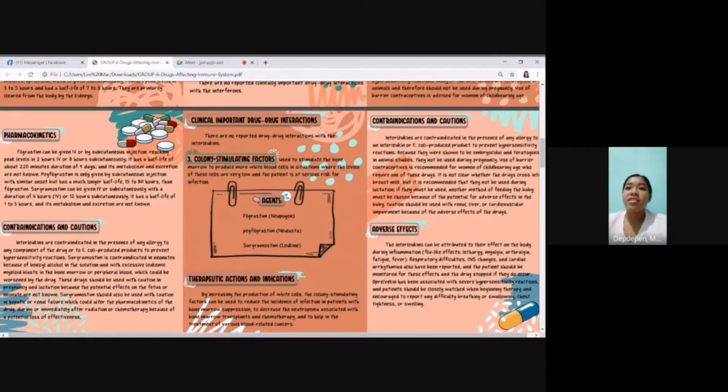So let's proceed to the therapeutic actions and indications of colony stimulating factors. By increasing the production of white cells, the colony stimulating factors can be used to reduce the incidence of infection in patients with bone marrow suppression, to decrease the neutropenia associated with bone marrow transplants and chemotherapy, and to help in the treatment of various blood related cancers.